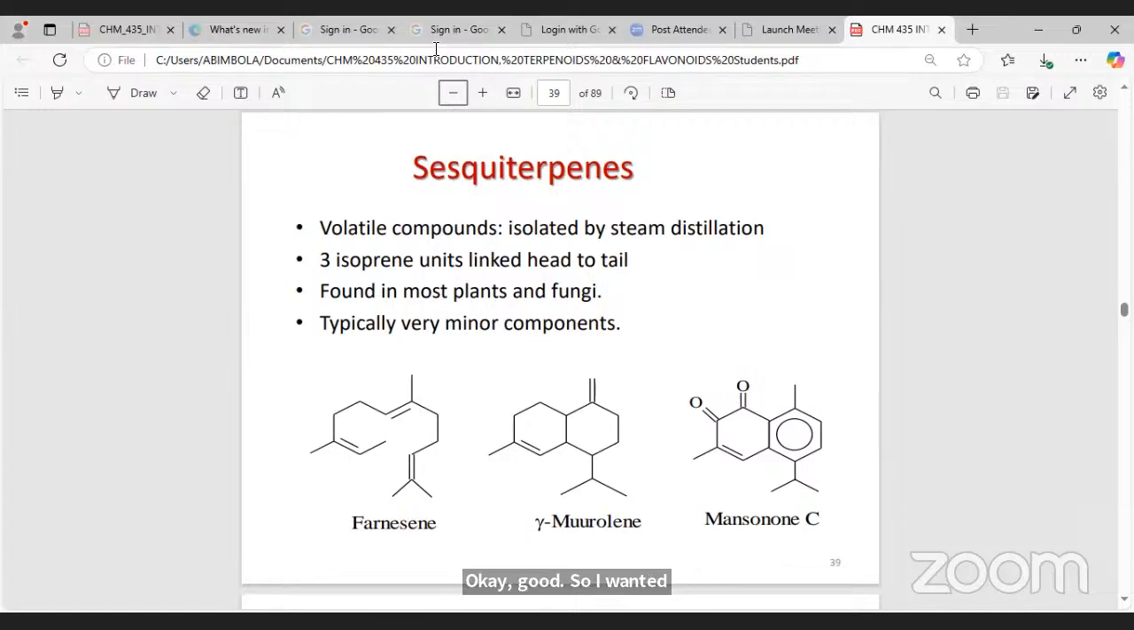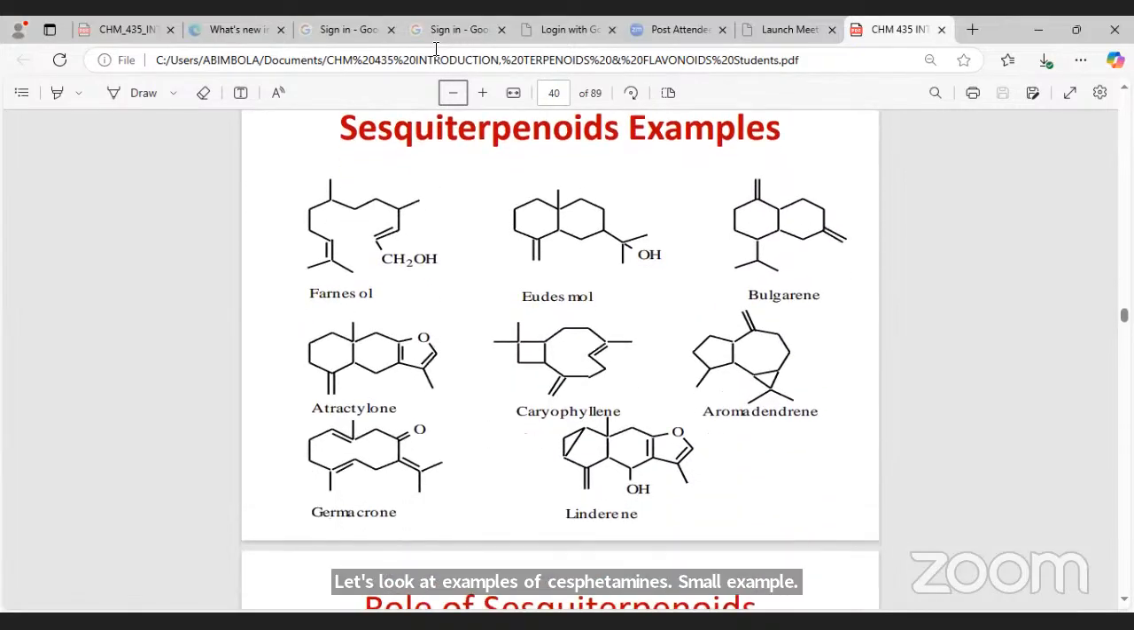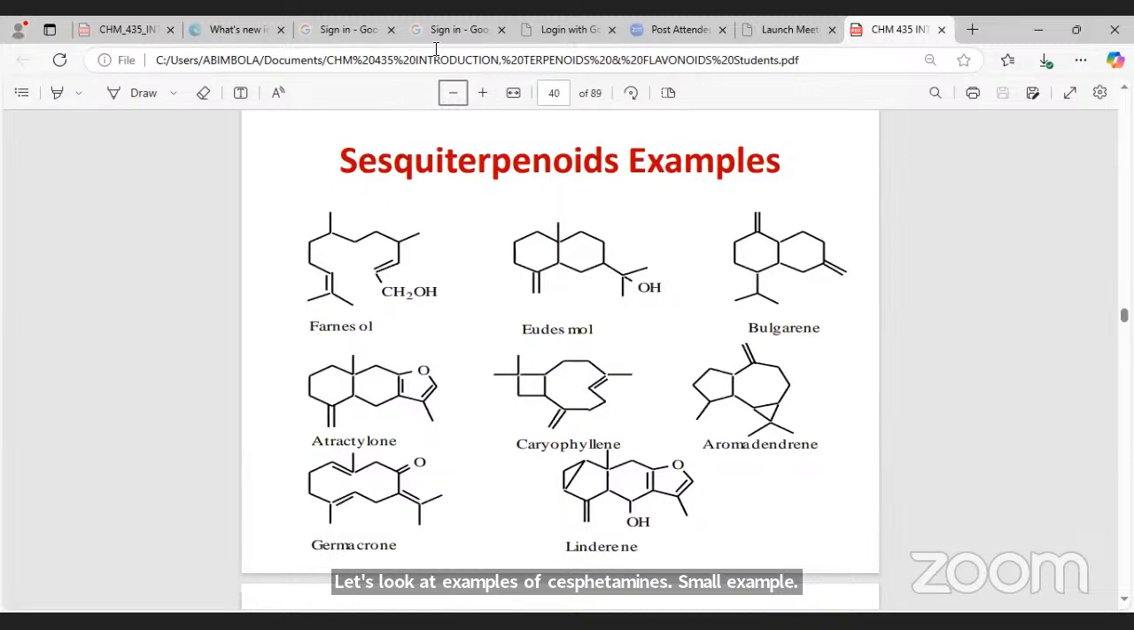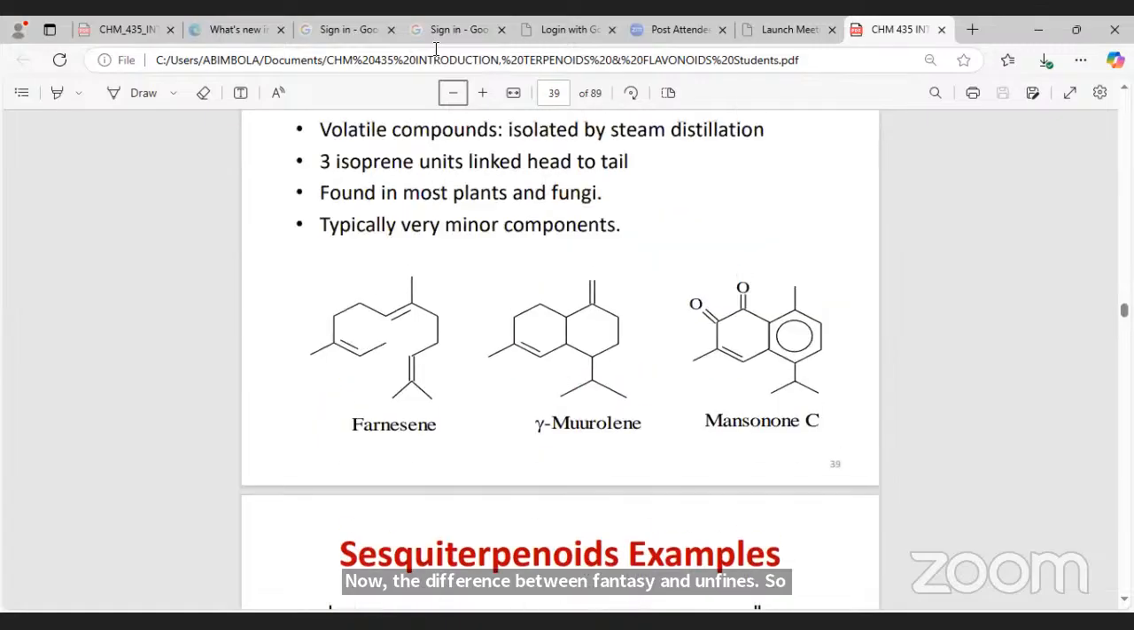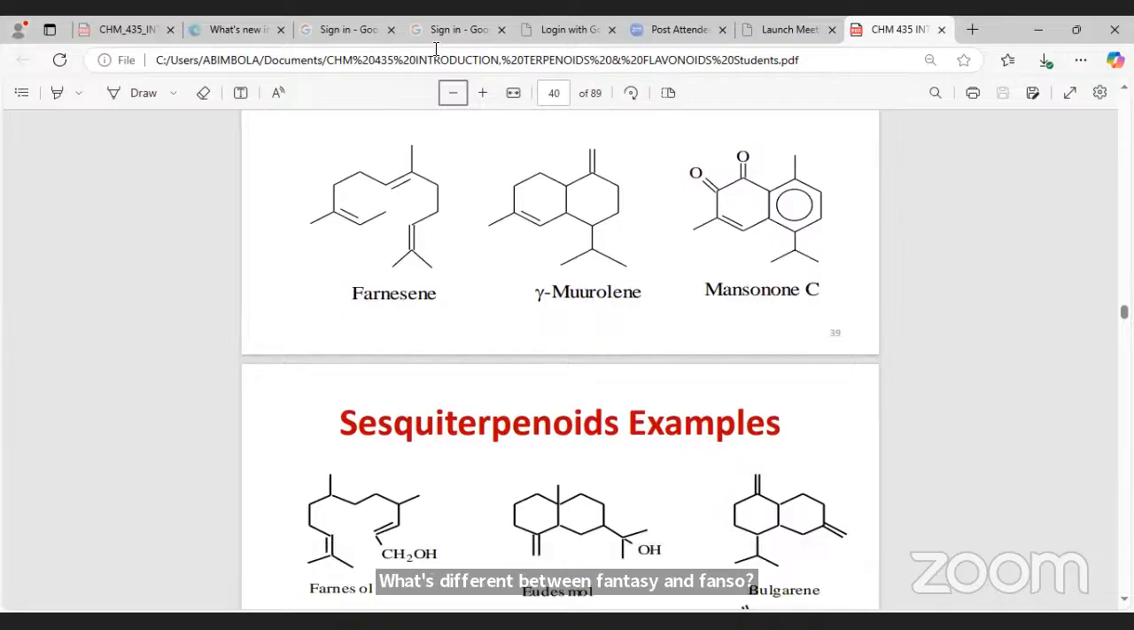Let's look at more examples of sesquiterpenes. We can see we have farnesol. Now, the difference between farnesene and farnesol. Go back to the previous slide. What's the difference between farnesene and farnesol? If you look at it, just the hydroxyl functional group, that's just the difference.